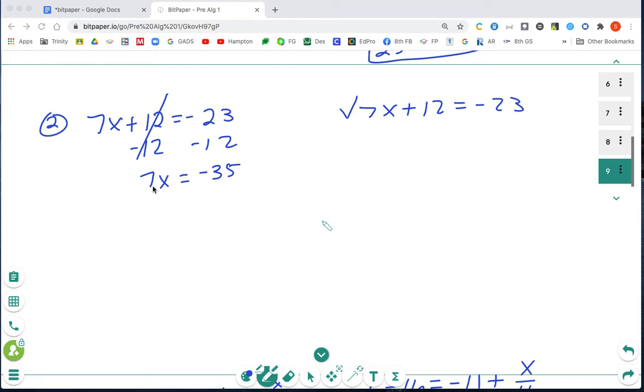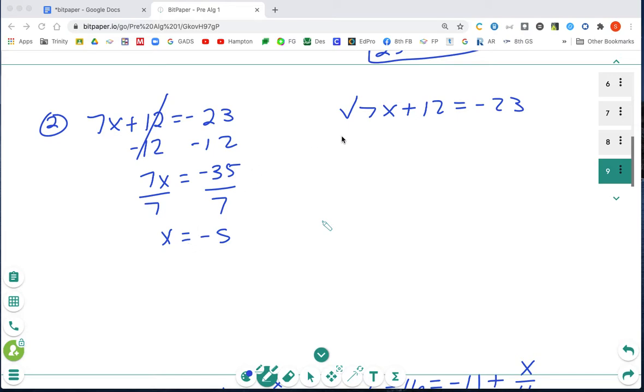What math operation is the 7 doing? It's multiplying. What's the opposite of multiplying by 7? Dividing by 7. X equals -5. I've kept my equal signs lined up, and now I'm going to check.